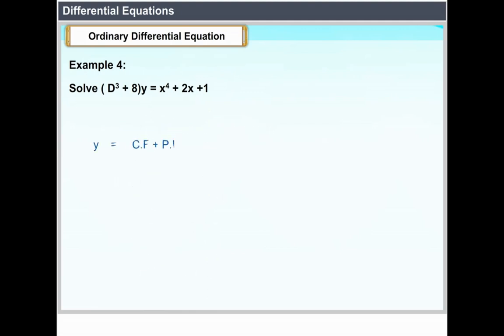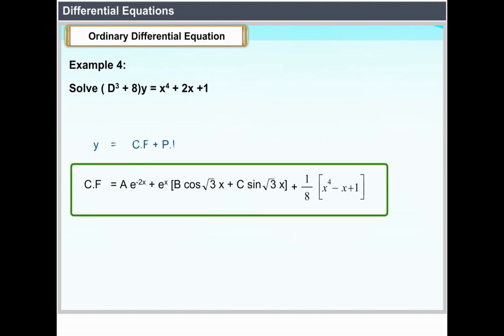Y equal to CF plus PI. Y equal to A into e power minus 2x plus e power x into (B cos root 3x plus C sin root 3x) plus 1 by 8 into (x power 4 minus x plus 1).